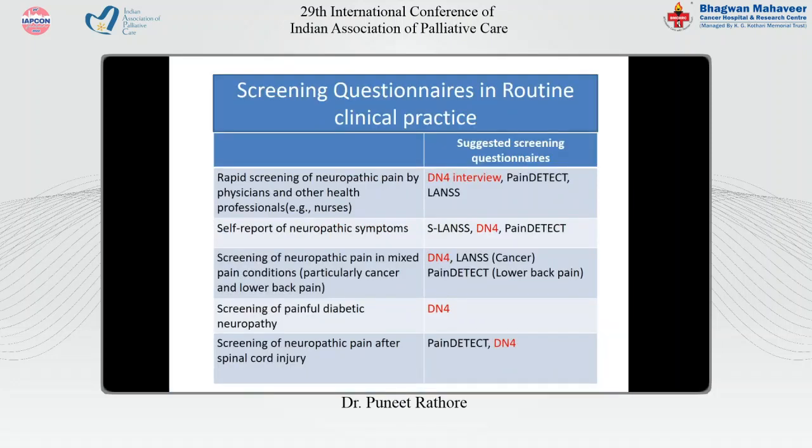So what are the screening questionnaires in routine clinical practice for neuropathic pain by physicians and other healthcare professionals? The suggested screening questionnaires are the DN4, Pain Detect and LANS. For self-report of neuropathic symptoms, the LANS scale, the DN4 and the Pain Detect are commonly used. For screening of neuropathic pain in mixed pain conditions, particularly cancer and lower back pain, the suggested questionnaires are the DN4, LANS scale and Pain Detect. For screening painful diabetic neuropathy, the DN4 is very useful. For neuropathic pain after spinal cord injury, again Pain Detect and DN4 are used. So you can see that DN4 is very common, easy, and can be used in various disorders.